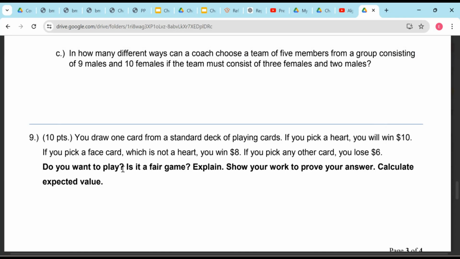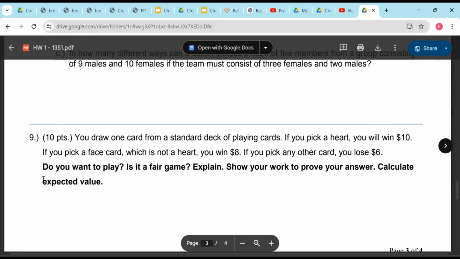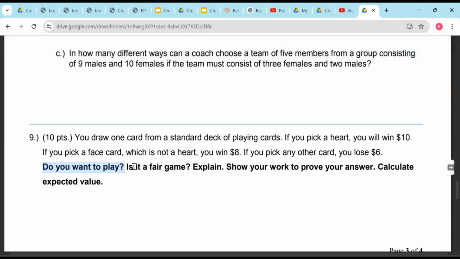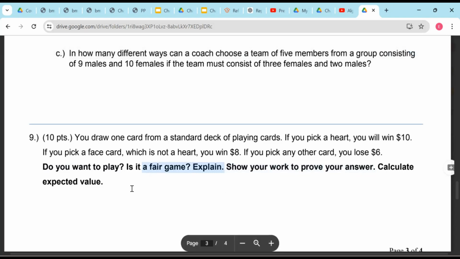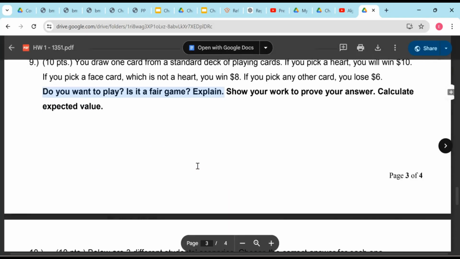If you want to play or not, well, it's up to you if it's 0, a fair game. But if you're winning, like if you get a positive, then yes, you want to play because there are chances that you win. If it's negative, no, you do not want to play because you're going to lose money, right? And if it's 0, then it's a fair game, so it's up to you. But you want to be able to show your work to prove your answers for these two right here.